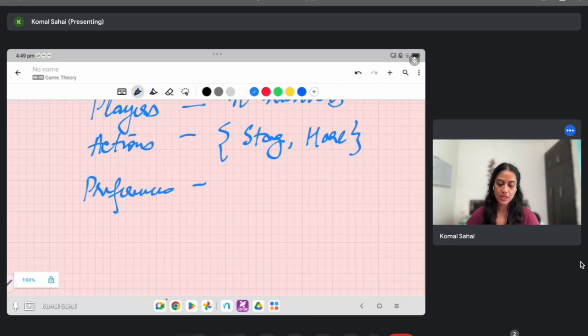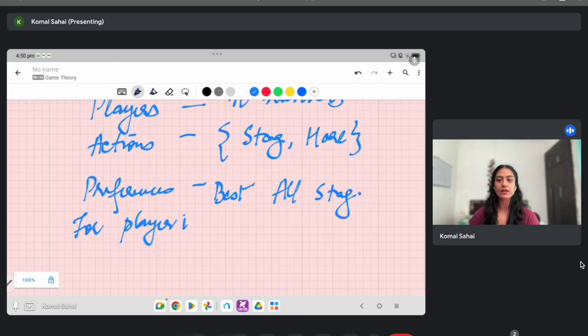The preferences are such that the best, right? So for any player i, because all players so far are symmetric, we are not dealing with non-symmetric players, so all players are symmetric. For any given player, the best outcome is that all choose stag. ठीक है ना? सबके सब स्टैग पकड़ने में कोऑर्डिनेशन दे रहे हैं, and that means that definitely they will catch a stag, and every player including player i will get a share of the stag, right? So that's the most preferred outcome.